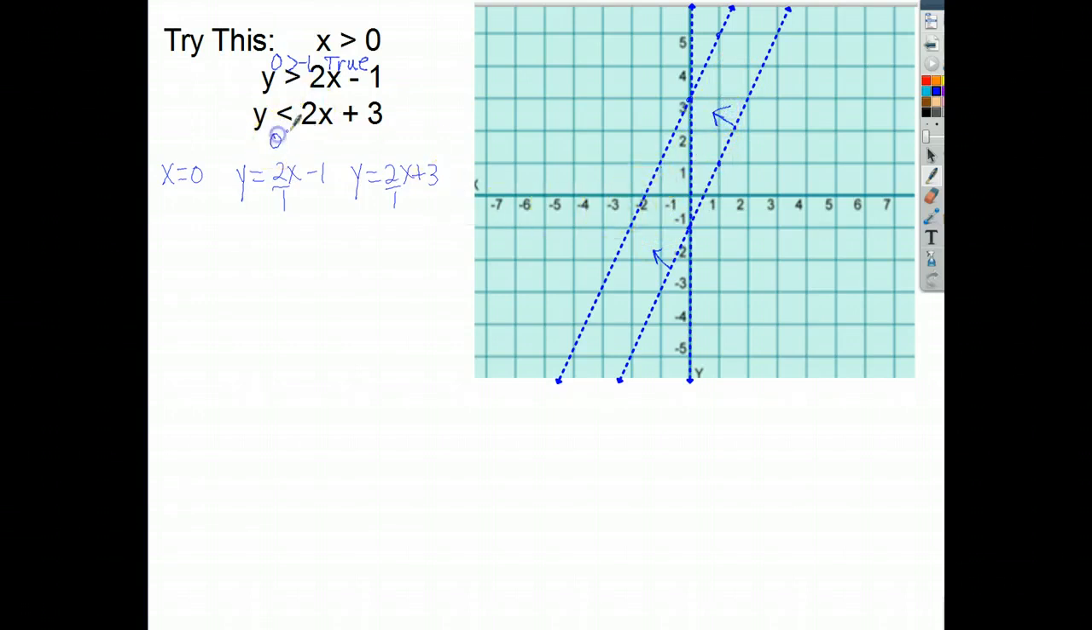And we put 0 in here. We get 0 is less than 3, because 2 times 0 is 0 plus 3 is 3, which is also true. So we shade toward the origin on this one. Okay. So now the double shaded area is between these parallel lines. All right. The origin is not a possibility for this one.